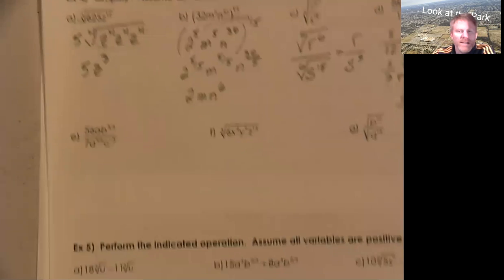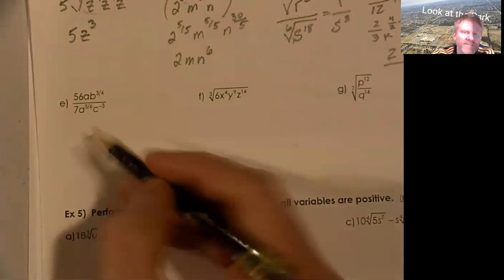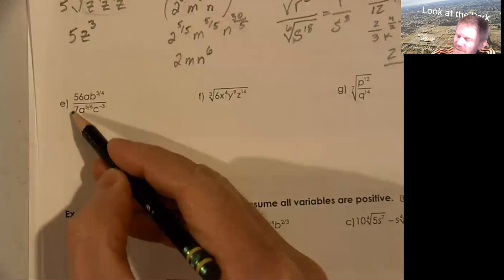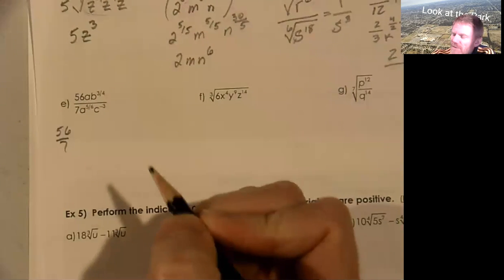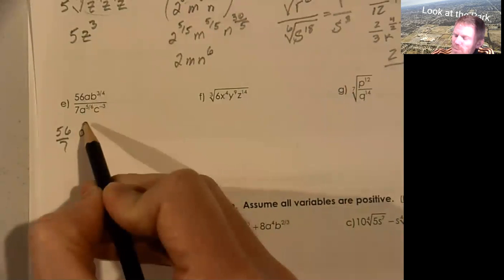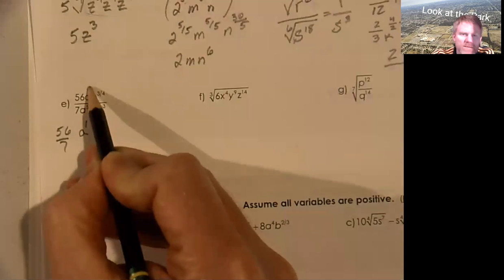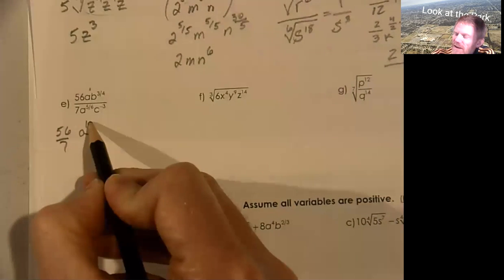All right, this is a little bit easier of one, I believe. Here we have a 56 and a 7. We have an A on top, which is like to the first power. Nothing's written there, so it's a 1. Minus 5/6.